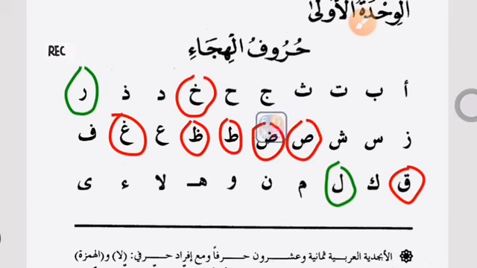Jim, Ha, Kho, Dal, Zal, Ro, Zai, Sin, Shin, Sod, Bod, To.